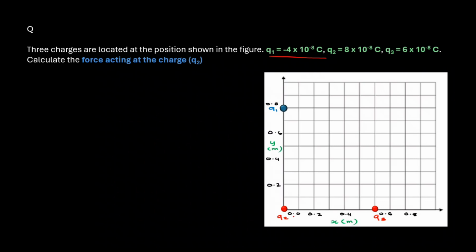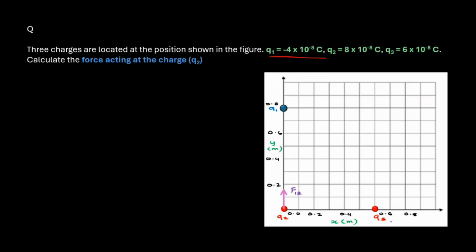Now Q2 is a positive charge, whereas Q1 is negative. So Q2 will be attracted to Q1. Therefore, the force on Q2 because of Q1 will go in the direction of the positive y-axis. That is, it will point up like this. So this is my force F12, the force of charge 1 on charge 2.